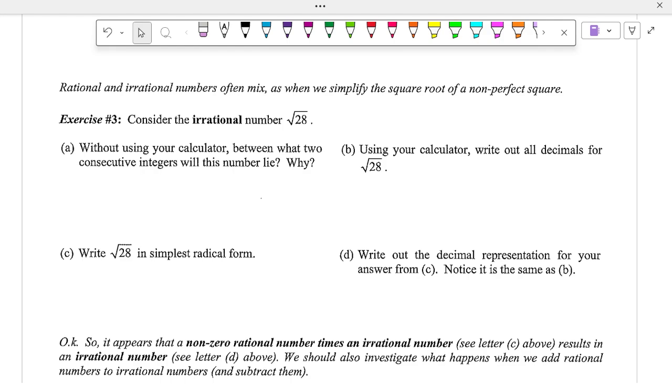So 5 and 6. Why do you think 5 and 6? So it is 5 and 6, but why? Right, because 28 is between 25 and 36. Because if we took the square root of these, that's what we would get. Square root of 28, 28 falls in between them. So that number would have to be between 5 and 6.